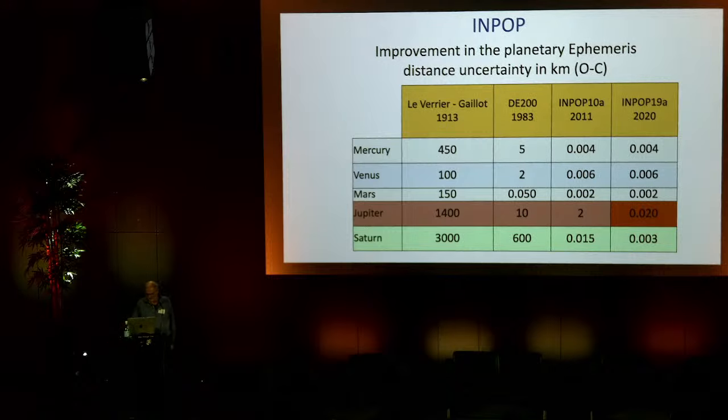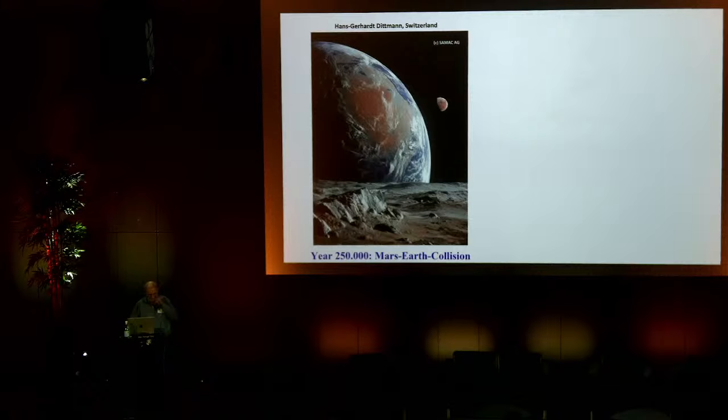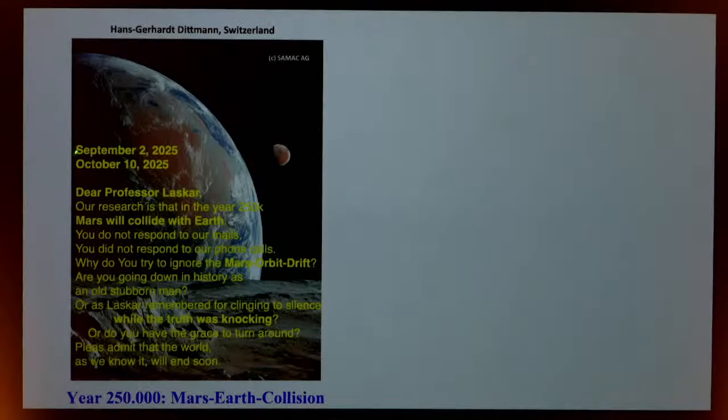some science fool, in some sense, who sends a letter like this one. This is something I got recently, you see, mail in September 2025, in October, and just a few days ago, and it was also sent to François. It was sent to all the planetary scientists, basically. "Dear Professor Laskar, our research is that in the year 250,000, Mars will collide with Earth." Very important news, you see. Mars will collide with Earth.